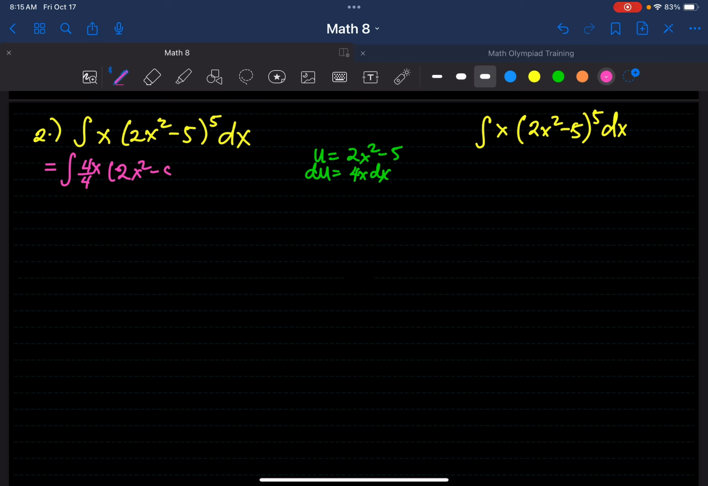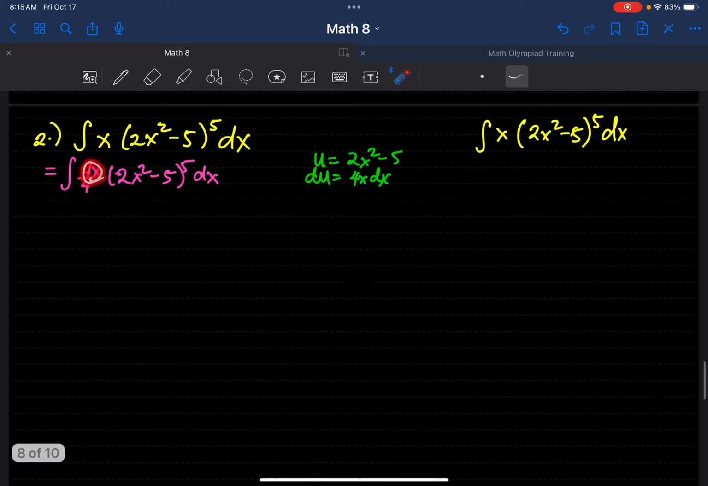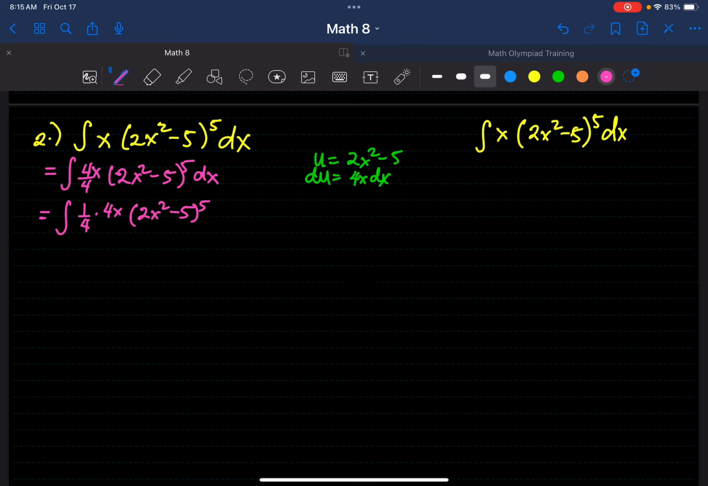2x squared minus 5 raised to 5 dx. This is 1. So 1 can be converted as 4 over 4 because 4 divided by 4 is 1, so that you have 4x dx. And then factor. So we have 1/4 times 4x times (2x squared minus 5) raised to 5 dx.